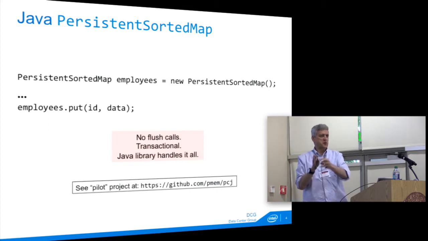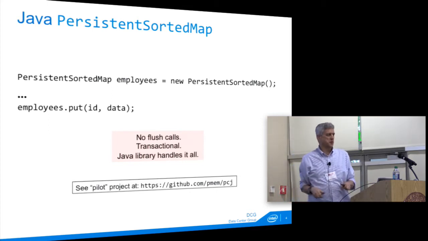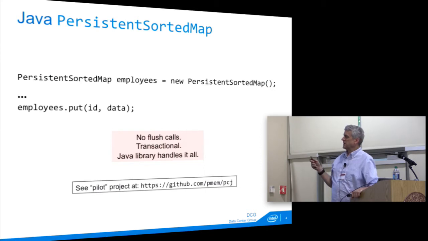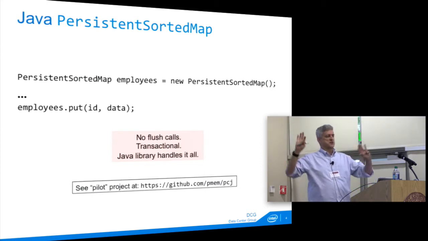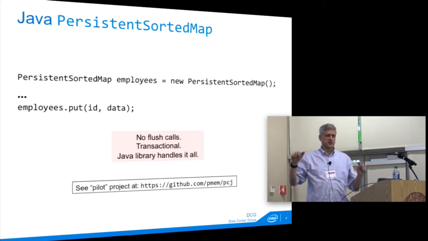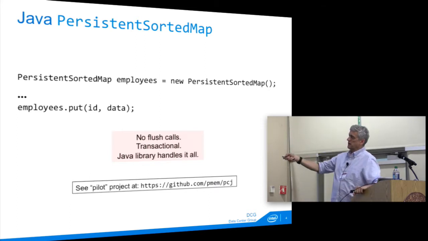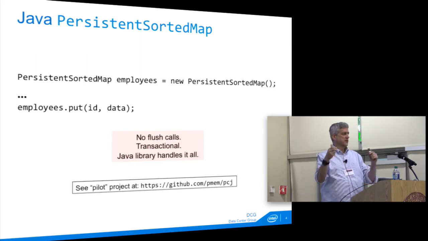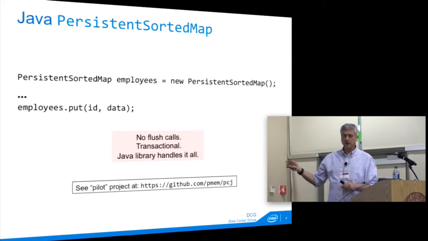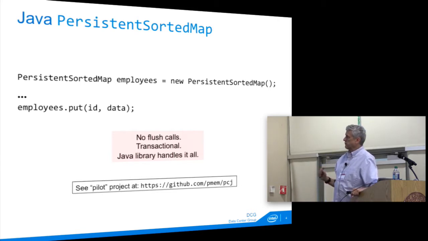And for the details of how you reconnect back up with it and everything, just go take a look at the repo. It's too long for this talk, but the point is that it's very simple. There's no cache flushing or magic transactions and things like this you have to worry about. The put is transactional in our persistent version of it. If the system crashes in the middle of this call, it either happened or it didn't happen, right? The Java library just basically handles it all.